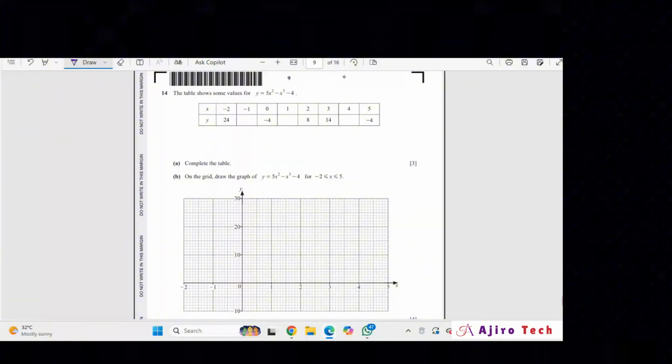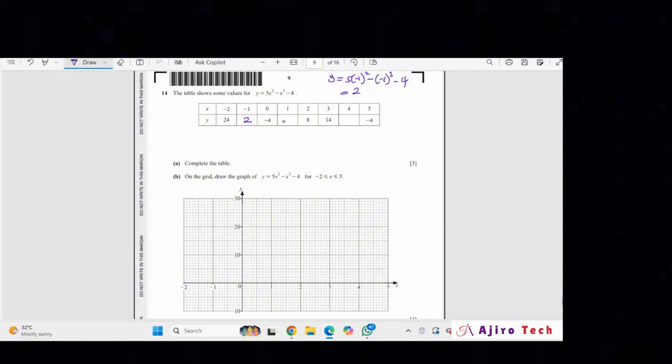Let's start with the first one, minus 1. y is equal to 5 brackets, put minus 1 squared, minus, there's minus 1 again, to the power 3, minus 4. If you input it in your calculator, it will give us 2. Minus 1 squared is 1, and 1 times 5 is 5. Minus 1 raised to the power of 3 is minus 1, and minus 1 times minus 1 is plus 1. So it is 5 plus 1, which is 6. 6 minus 4 is 2. So what is going to be here is 2.